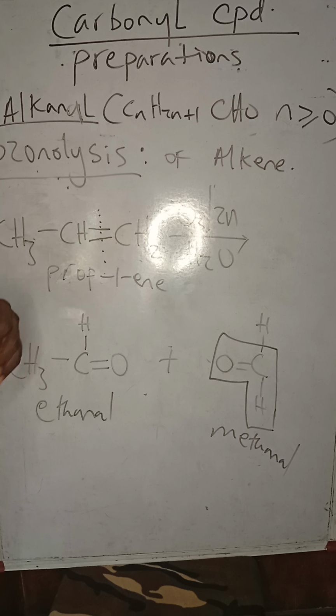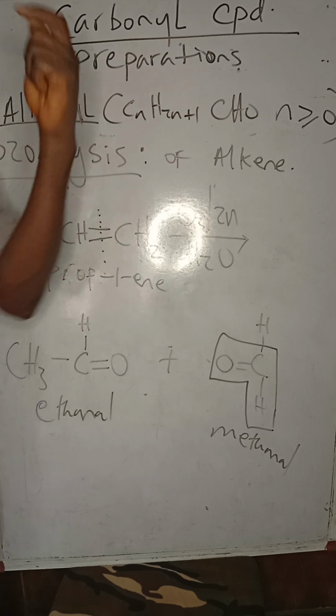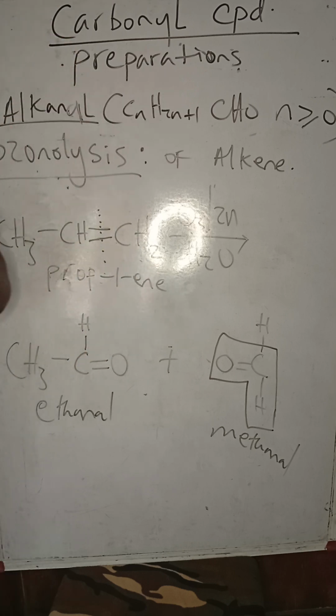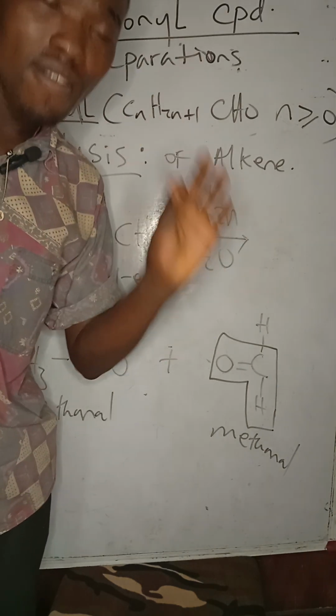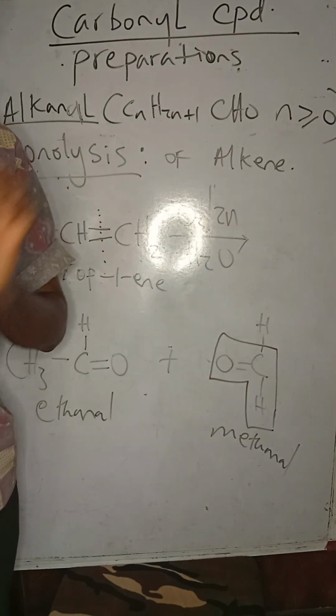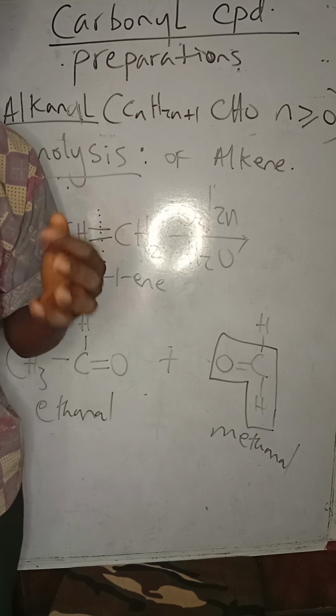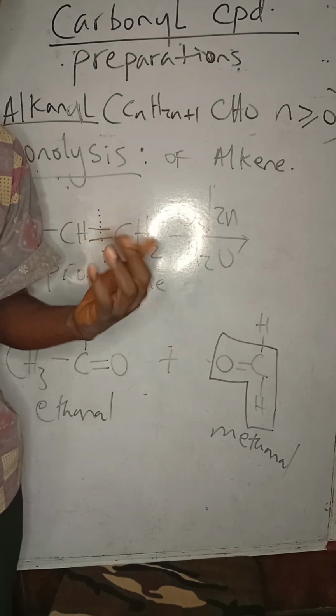So for now, it will be a goodbye. In the next video, we'll look at the preparations of alkanal, and later we're going to look at the physical properties and the chemical properties of alkanals and alkanones. I'm going to do the chemical properties together, as they have almost similar chemical properties except for one or two exceptions.